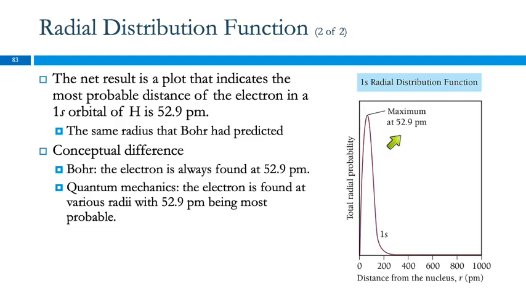And this gives us a maximum at 52.9 picometers from the nucleus, which matches up with the Bohr model, in which the electron has an orbit of 52.9 picometers around the nucleus. But there's a very important conceptual difference. In the Bohr model, the electron is always at 52.9 picometers. It's just going in a nice circle, which is so much easier to think about, right? In the quantum mechanical model, the electron is found at lots of different radii, but the 52.9 is the most likely.